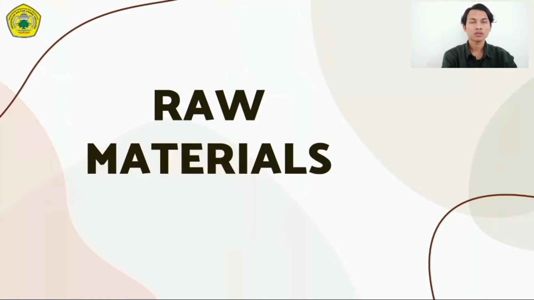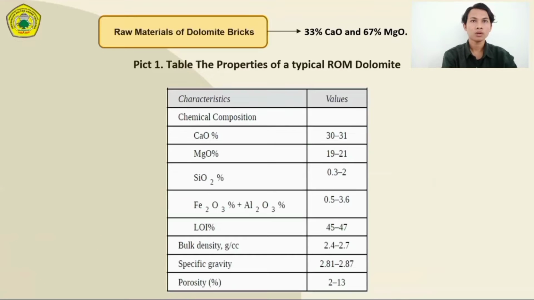Raw materials. Next, raw materials of dolomite brick: 33% CaO and 67% MgO. Picture 1 is the table of properties of a typical raw dolomite.